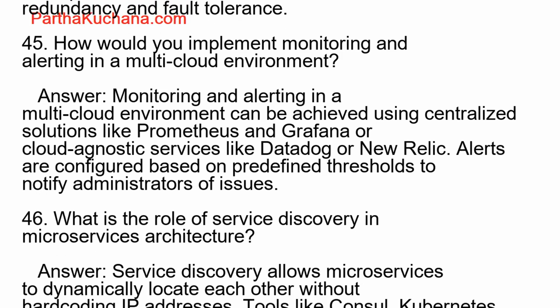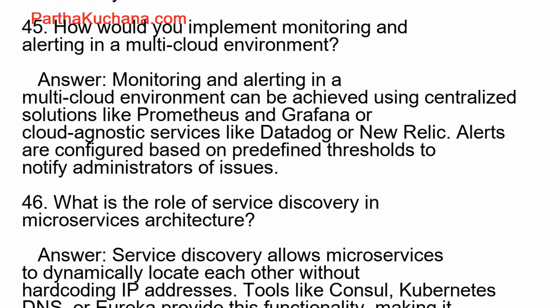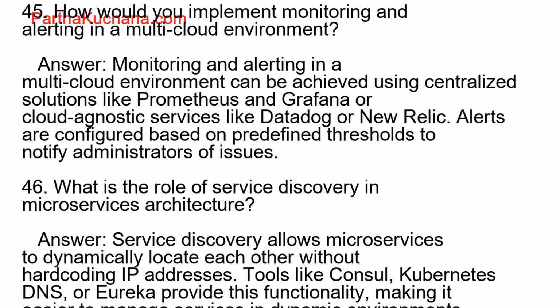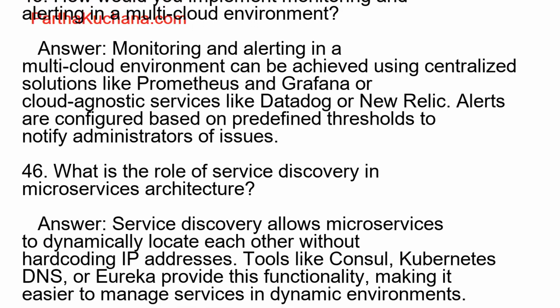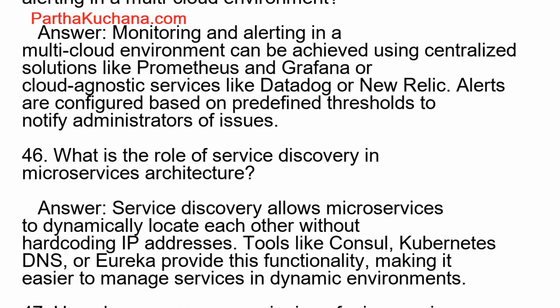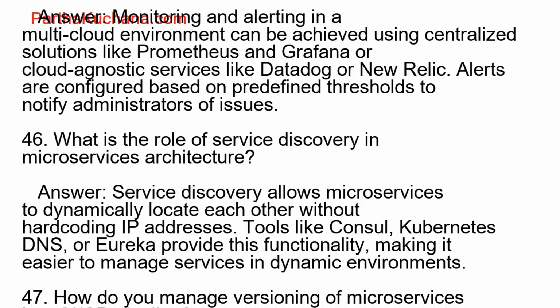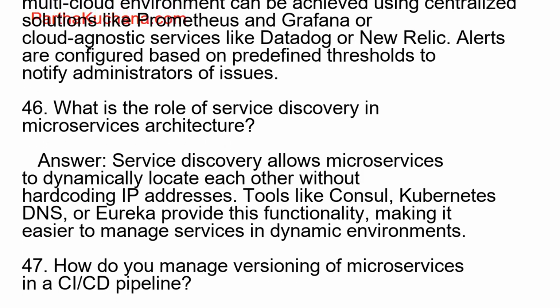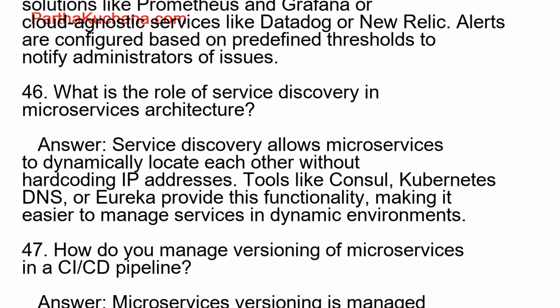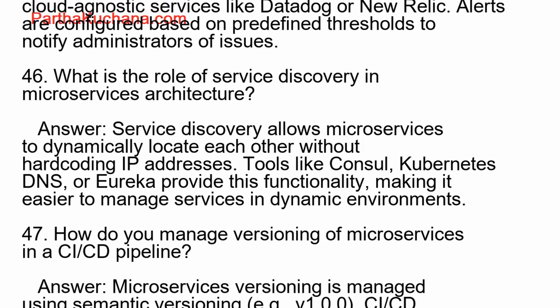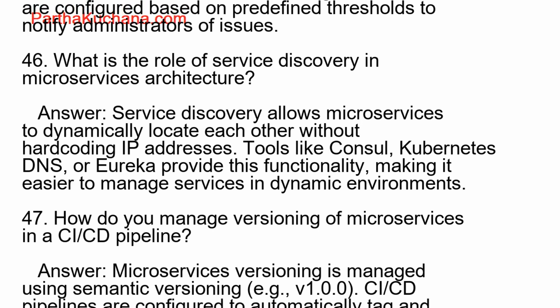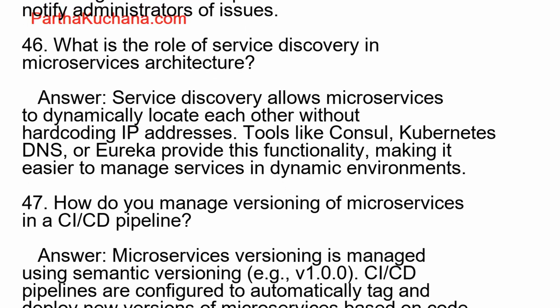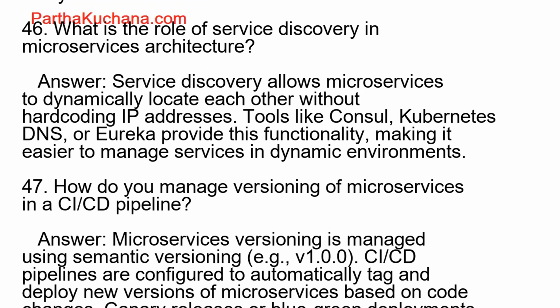47. How do you manage versioning of microservices in a CI/CD pipeline? Answer. Microservices versioning is managed using semantic versioning, e.g., version 1.0.0. CI/CD pipelines are configured to automatically tag and deploy new versions of microservices based on code changes. Canary releases or blue-green deployments can be used to minimize risk.